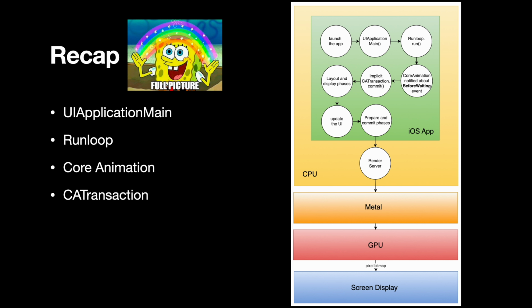At the end of every run loop iteration, core animation commits implicit CA transaction through inter-process communication to another process called render server. Render server is a separate process that manages the render tree and is responsible for animations and rendering. It uses the Metal commands to perform the rendering. Metal commands will be translated in the corresponding hardware commands, and output of rendering on GPU is a pixel bitmap to be shown on the screen.